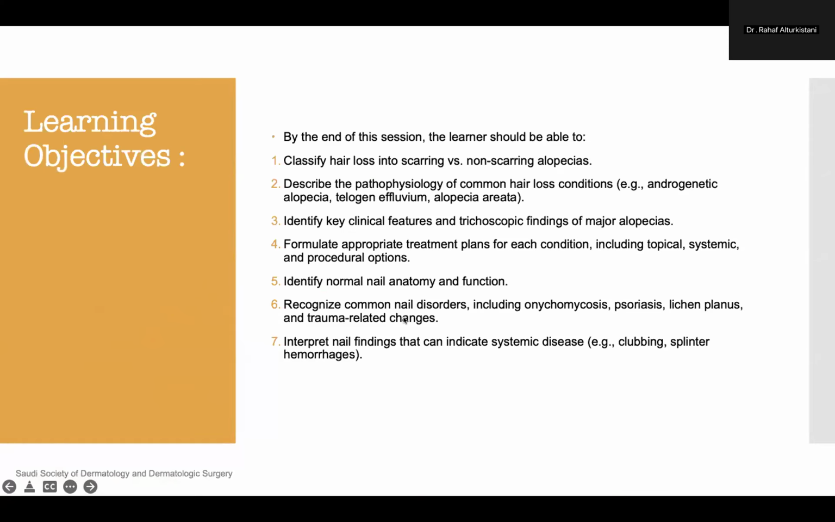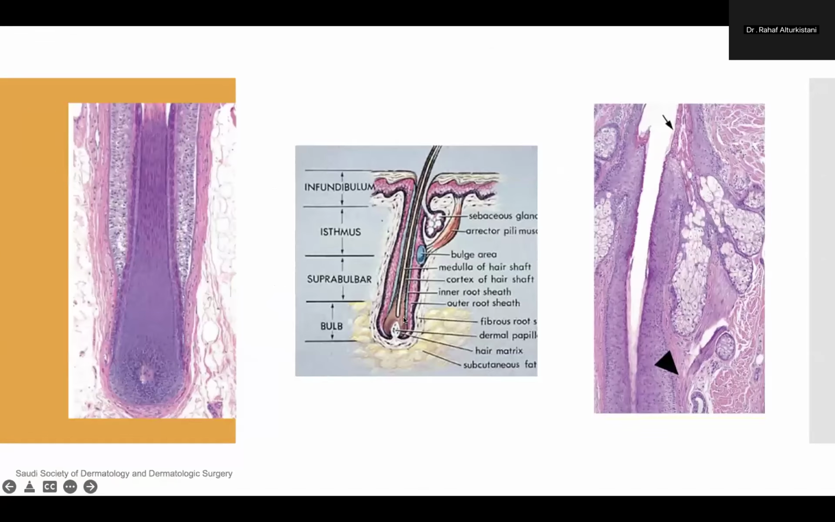These are the learning objectives. To start with, we're going to briefly cover the anatomy of the hair follicle. Hair is the primary characteristic of mammals and can be found everywhere in the human body except the glabrous skin, as we all know, such as palms, soles, glans penis, clitoris, and labia minora.